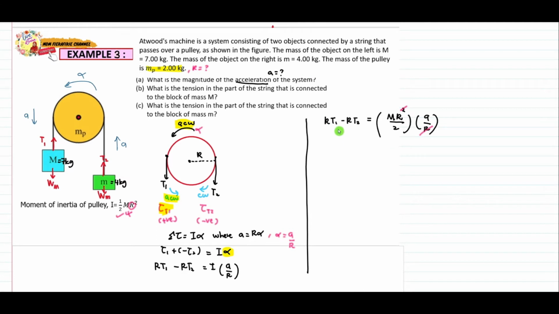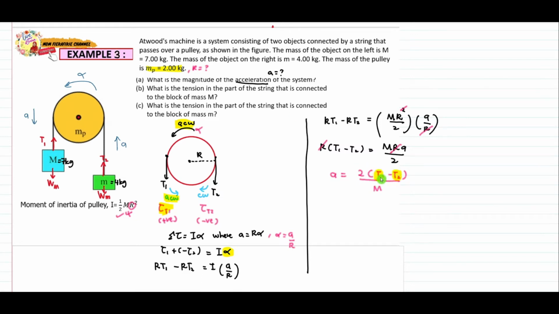But on this side, we can factorize T1 minus T2 here. And we have MRA over 2. See? Okay, we can cancel out R here. Therefore, we can solve for A. Okay, tapi macam mana kita nak selesaikan A? Where A is equal to 2 times T1 minus T2 over capital M. Macam mana kita nak selesaikan? Kita tak ada nilai T1 and T2.